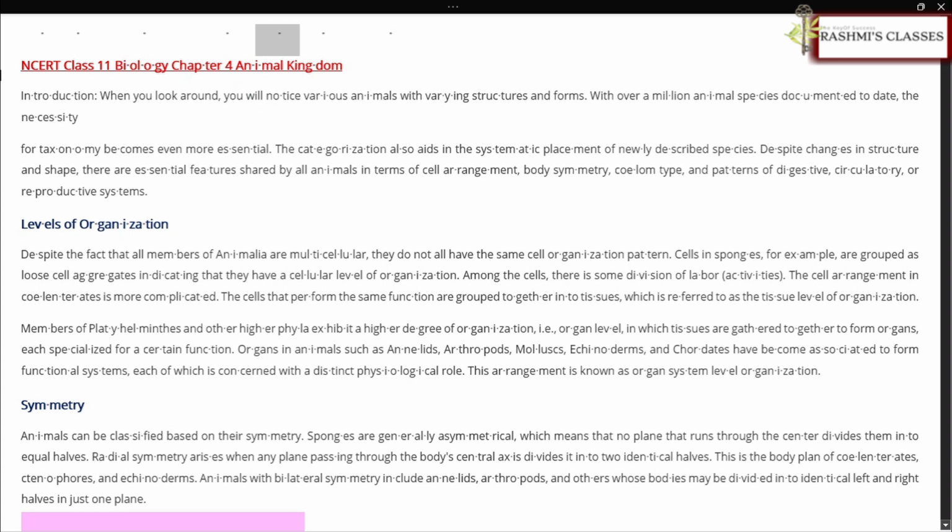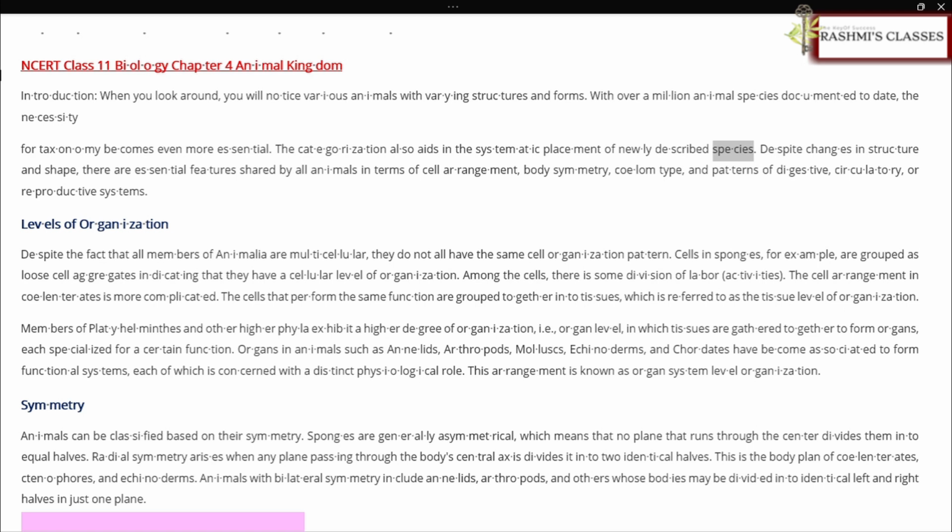Today we'll discuss NCERT Class 11 Biology Chapter 4, Animal Kingdom. Introduction: when you look around, you will notice various animals with varying structures and forms. With over a million animal species documented to date, the necessity for taxonomy becomes even more essential. The categorization also aids in the systematic placement of newly described species.